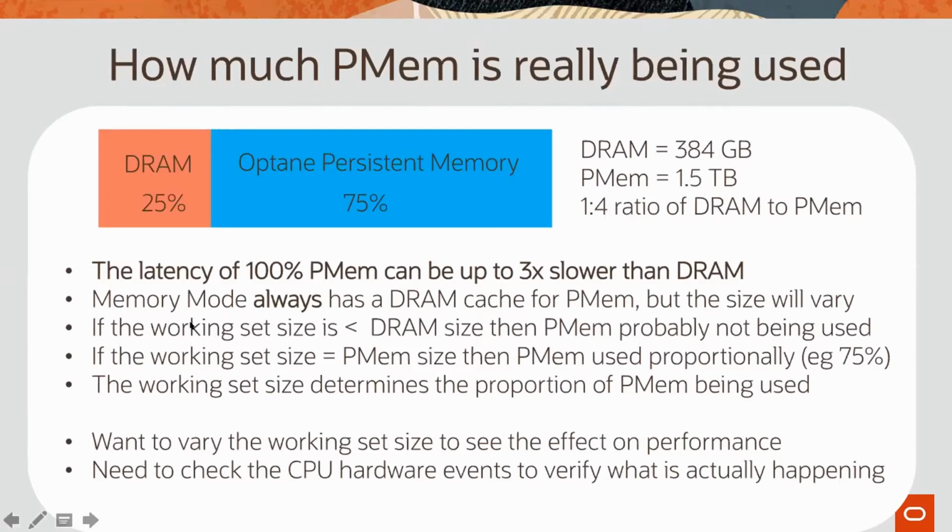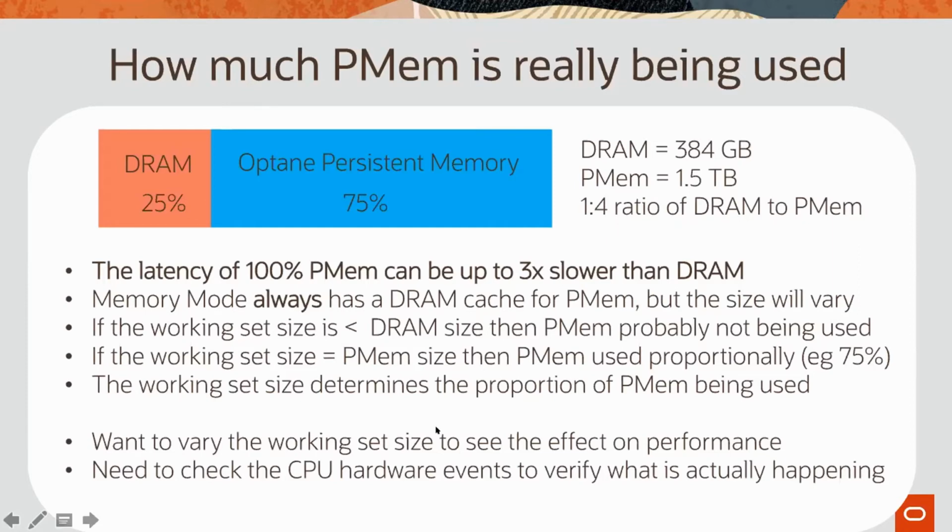So one way of looking at it is, if your working set is smaller than your DRAM size and you have a predictable workload, PMem is probably not being used. I say probably because it's not obvious. If your working set size is so large that you're using all of the persistent memory, you're not actually using all of the persistent memory. There's still some caching going on. So it's going to be proportional, and that's going to depend on the ratio of DRAM to PMem.